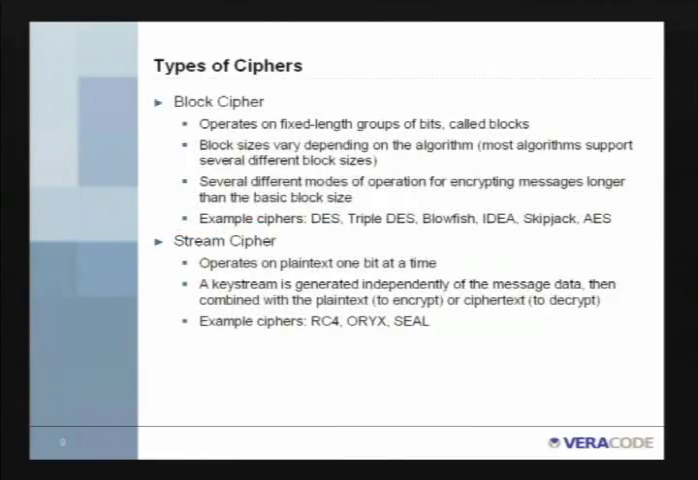Okay, the quick refresher. I'm going to breeze right through this. Two types of ciphers: block cipher and stream cipher. A block cipher operates on groups of bytes at a time, so you may encrypt 8 or 16 bytes at a time, given a certain algorithm. Block sizes can vary based on different algorithms, and block ciphers usually have different modes of operation for encrypting messages that are longer than the basic block size.